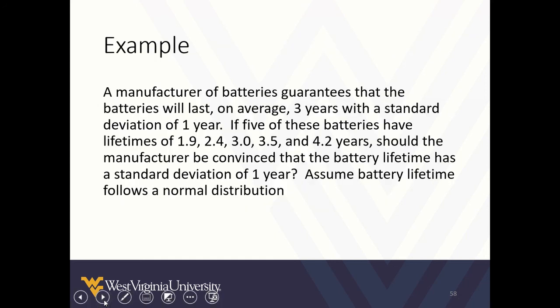So in order to do a quick example, a manufacturer of batteries guarantees that the batteries will last on average 3 years with a standard deviation of 1 year. If 5 of these batteries have lifetimes of 1.9, 2.4, 3.0, 3.5, and 4.2 years, should the manufacturer be convinced that the battery lifetime has a standard deviation of 1 year? And we want to assume battery lifetime follows a normal distribution.